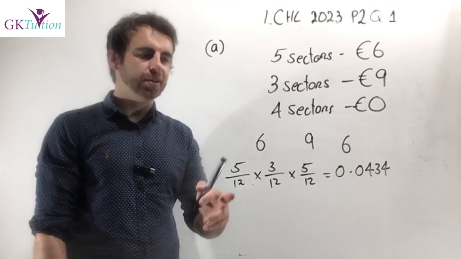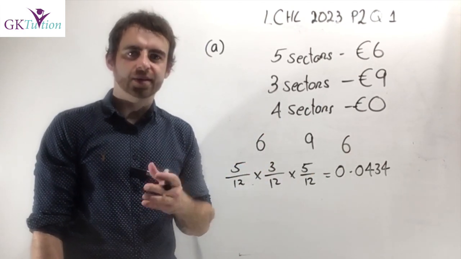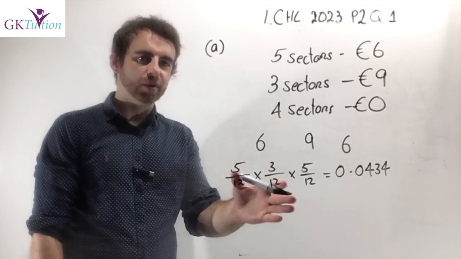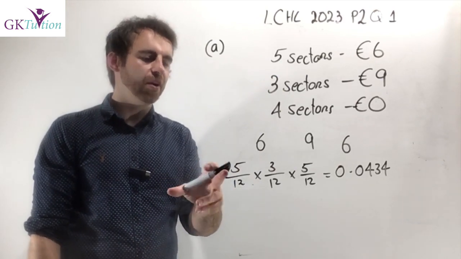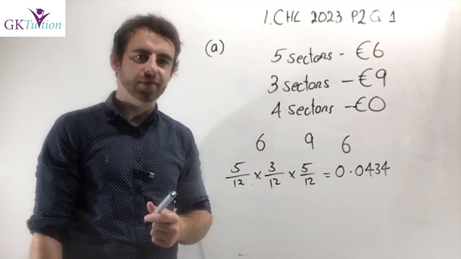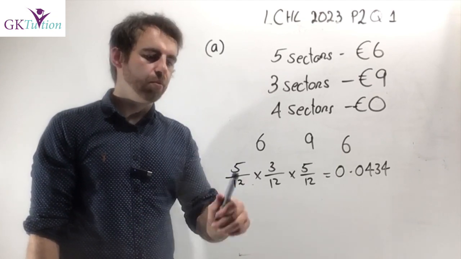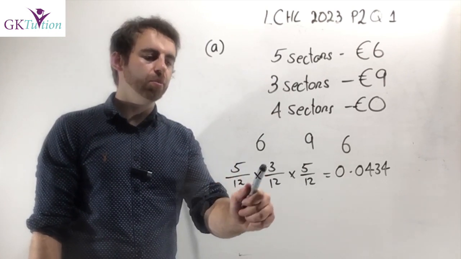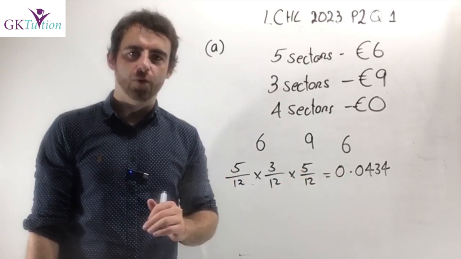We need to find the probability that she gets a 6 the first time, a 9 the second time, and a 6 the third time. This is a permutation where we know the order in which she's going to get the numbers, so it's relatively straightforward to deal with. If she spins it the first time, the chances she gets a 6 is 5 out of 12. The second time she spins it, the chances she gets a 9 is 3 out of 12. And if she spins it once more, the chances she gets a 6 is 5 out of 12. We want to get a 6 and a 9 and a 6, so that means we multiply. You put a multiply in between them. And if you plug that into your calculator, your final answer is 0.0434.